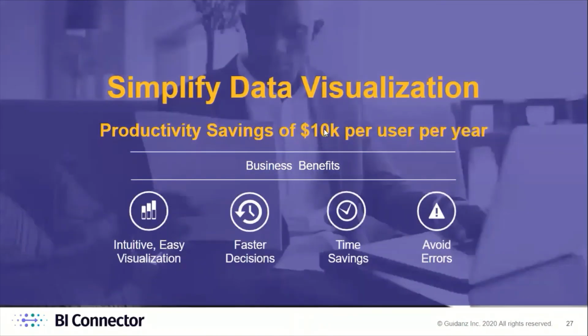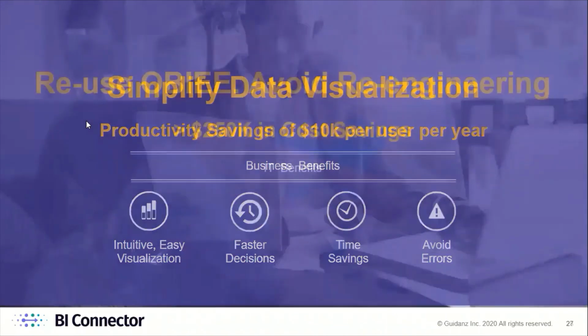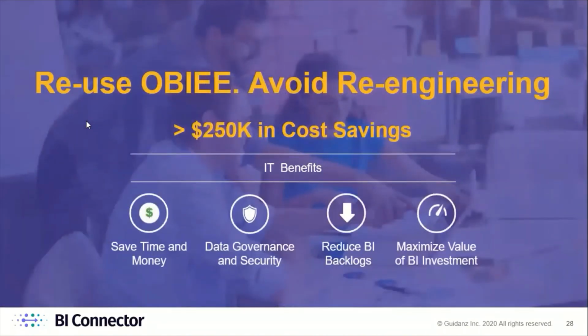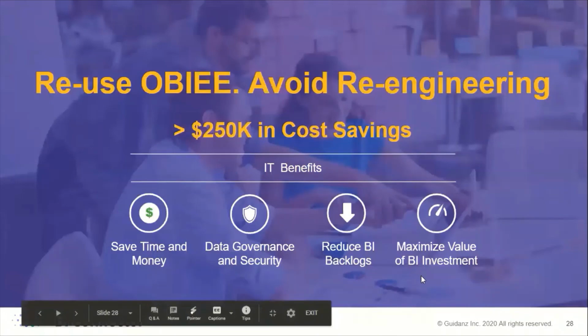From the end user's perspective, you are saving about $10,000 per user per year, and you can experience easy and intuitive visualization, make faster decisions, save time, and avoid errors. And from the IT team's perspective, you're reusing OBIEE and avoiding re-engineering, saving more than $250,000, saving time, improving data governance and security, reducing the BA backlogs, and maximizing the value of BA.